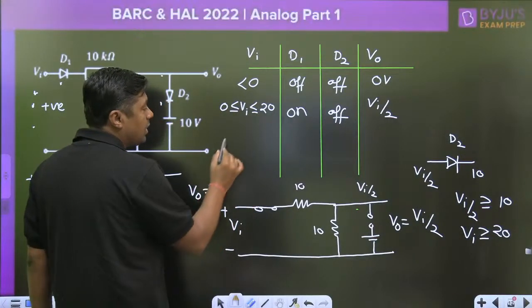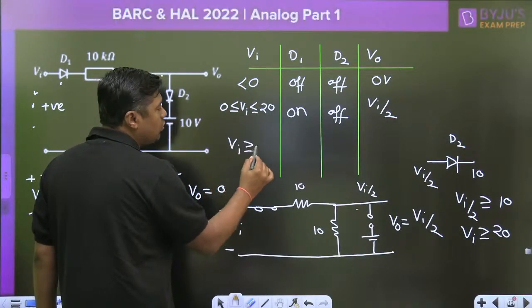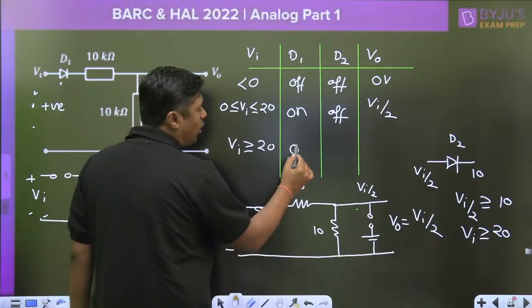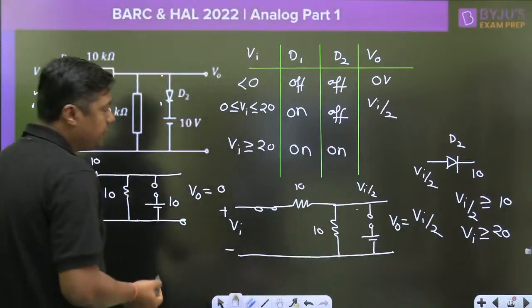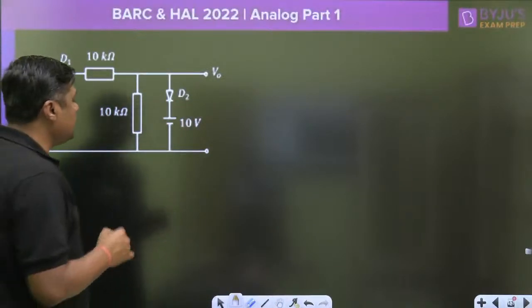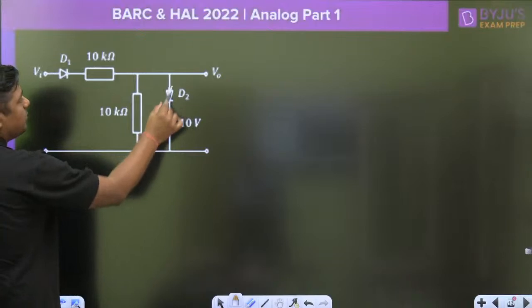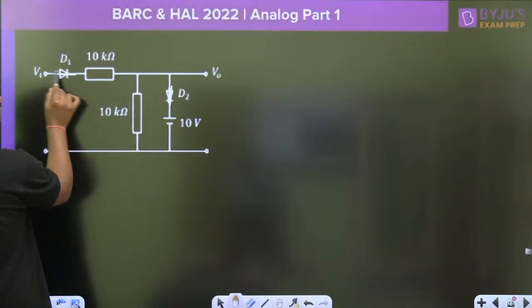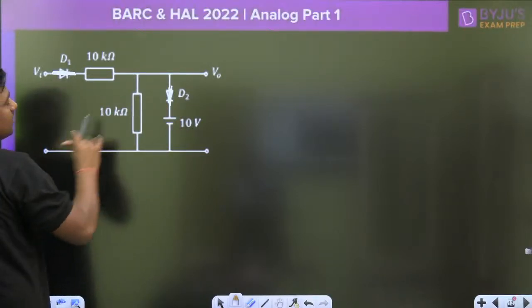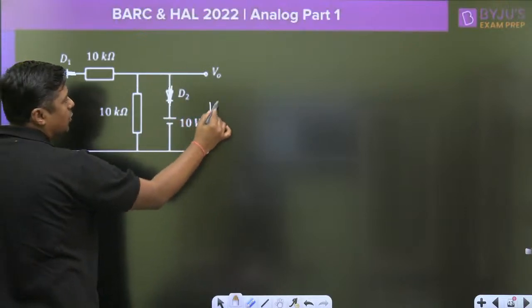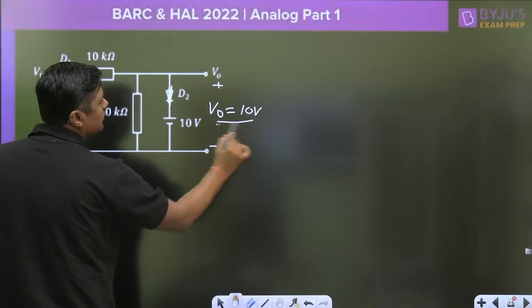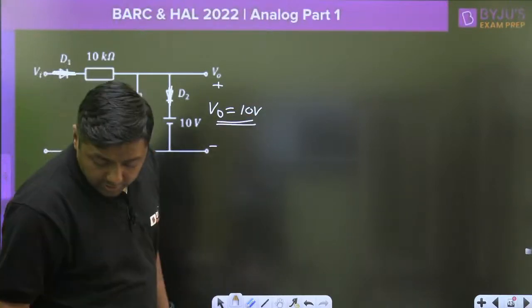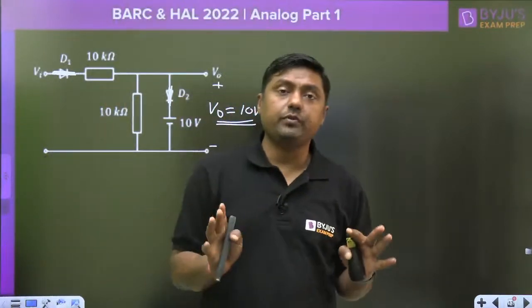20 volt. Now when Vi is greater than or equal to 20 volt, this diode is already on, and now this diode is on too. What will be the output? You have to make the third diagram. This is on, make it short circuit. Once it is short circuited, what is the output? Output is fixed at 10 volt. Very simple question.